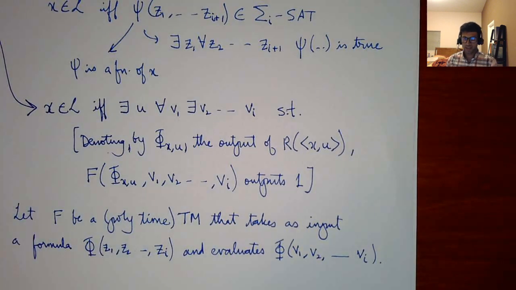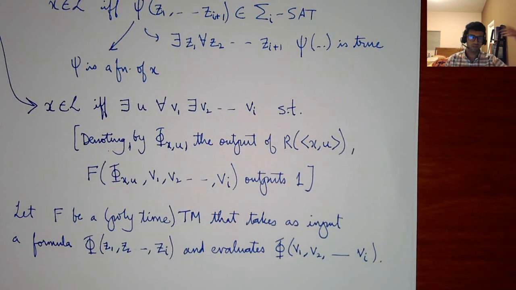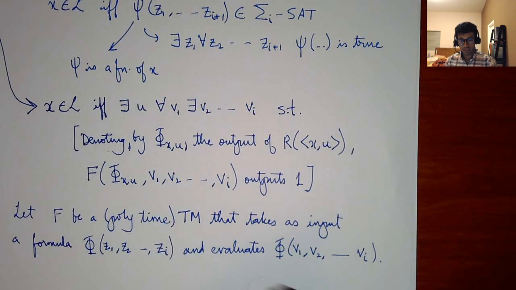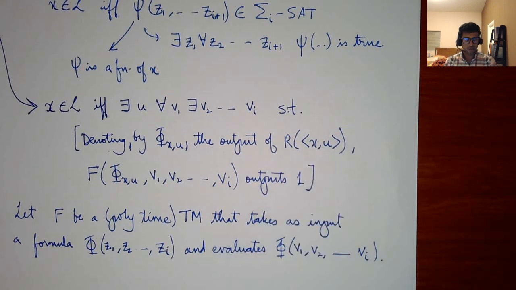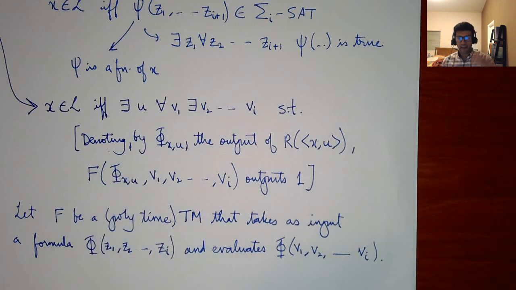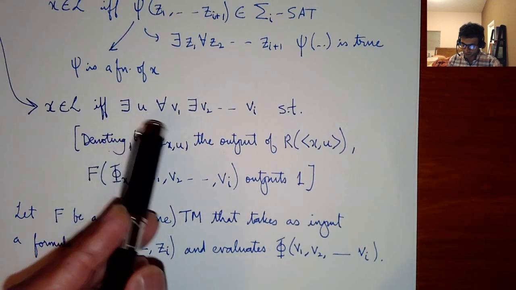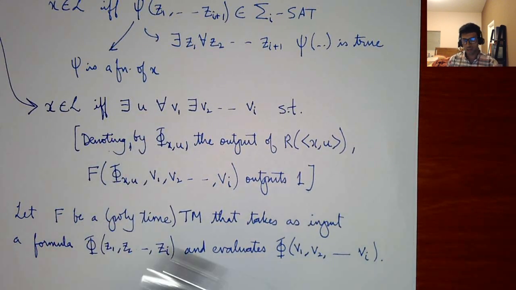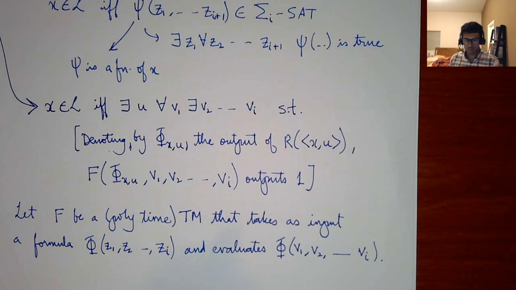So let's go back. We're saying x is in L if there exists a u1 such that for all v1 there exists a v2, and so on and so forth, such that if you run R on x and u1, you're going to get a formula phi of xu. And if you evaluate phi of xu on v1 up to vi, that outputs 1. But what does it mean to evaluate that?